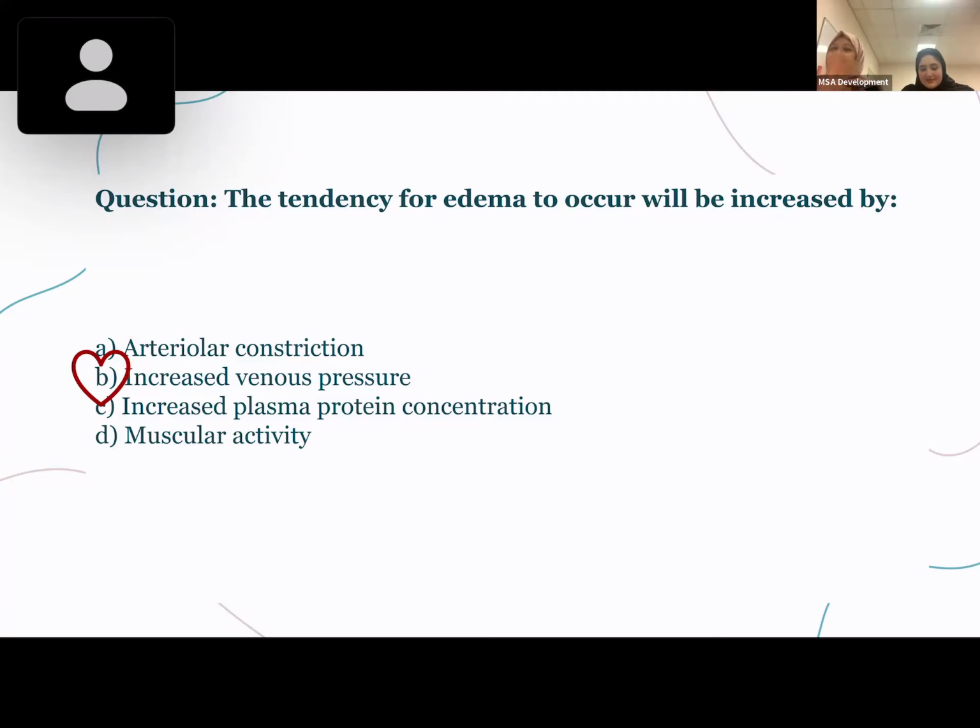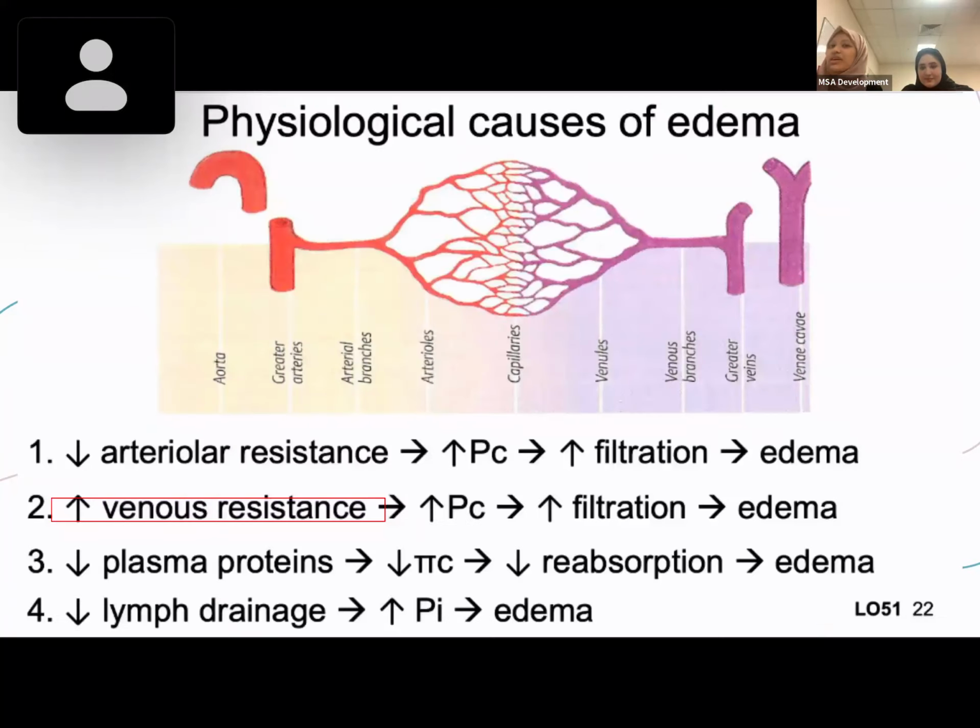Okay, is that clear for everyone? It's based on your slides here. What I mean by pressure is the same thing as saying resistance too, because they're directly proportional. Is that okay? If not, it's okay, we can repeat it.